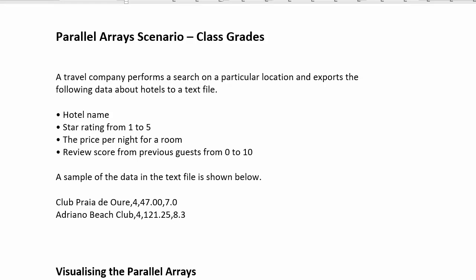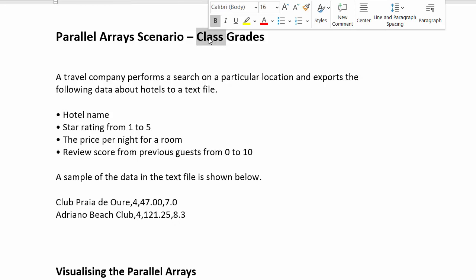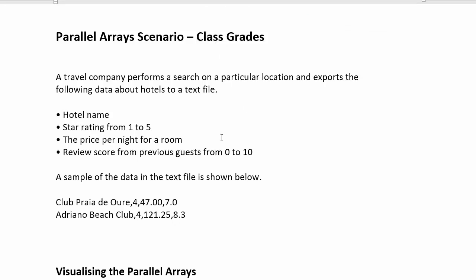The parallel array one is just class grades. I think I've taken this from a prelim or a previous paper. So it's not class grades at all, it's to do with hotels, so I need to change that. Okay, so it's just basically to do with hotels. The hotel name, the star rating, 1 out of 1 to 5 stars, the price per room, and a score out of 10. Okay, so that's what to do with hotels. We'll just call it hotel ratings.